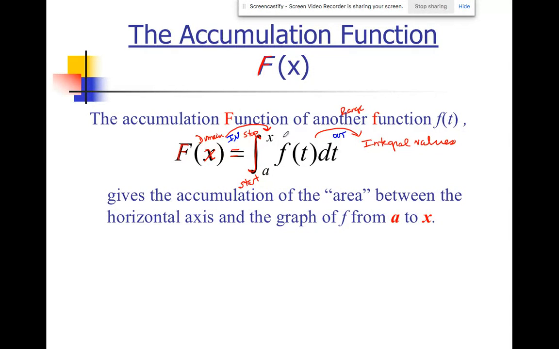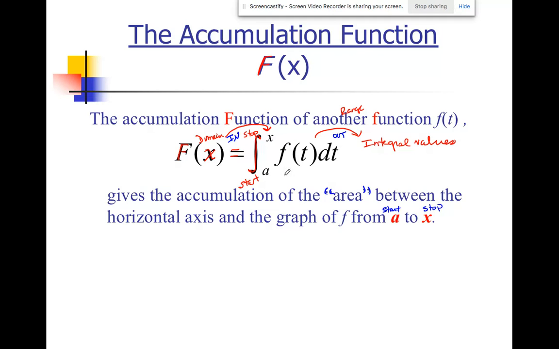So it gives the accumulation. Notice that I put quotes around area because sometimes integral values are negative. Sometimes integral values are positive. Sometimes integral values are 0. So that's why I have the quotes around area, because it's not true area necessarily, between the horizontal axis, usually the x-axis, and the graph of your integrand from a, which is your start, to different places to stop.